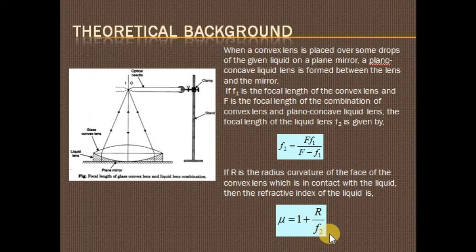Now here f2 is the focal length of the liquid lens, which can be found out from these relations. So where f2 is the focal length of the liquid lens, and F, that is capital F, is the focal length of the combination of the convex lens and the plano-concave liquid lens, and f1 is the focal length of the convex lens. So once you find out the focal length of the liquid lens, you have to put it here in this relation to find out the refractive index of the liquid. So the theoretical background of this experiment is very simple, and so let's go to the laboratory to find out the refractive index of the liquid.